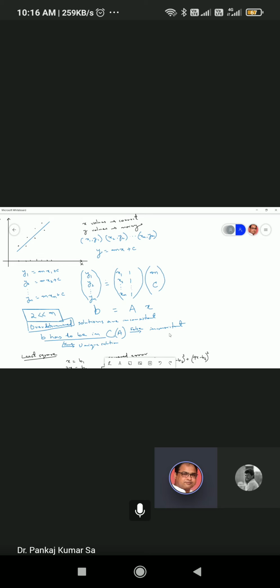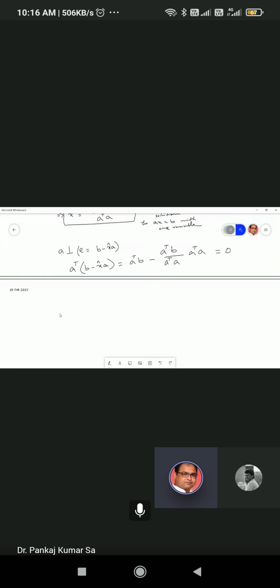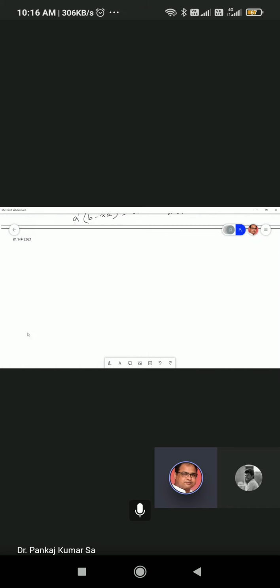Ax equal to b. This is where we started, what we talked about in the last class. Let me start from that point itself. So we have ax equal to b, which is overdetermined.